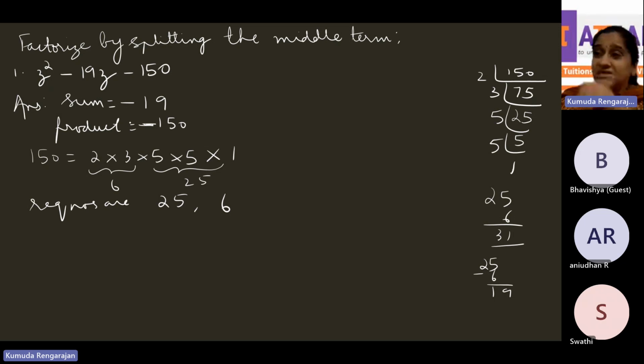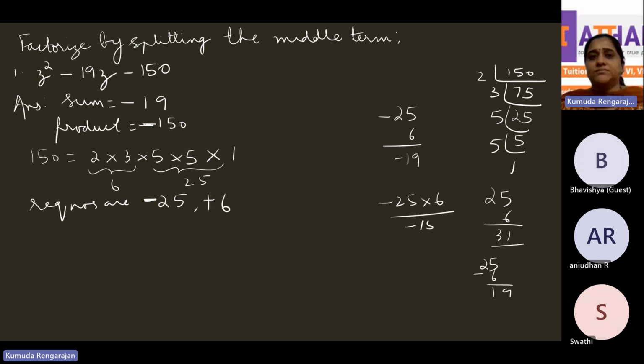Now look at it. The sum is negative. If the sum is negative, that means the greater number should be negative. And the product is also negative. So minus 25 and plus 6. You should fix the signs. Wherever you want, you can put plus or minus. Minus 25 plus 6 is minus 19, and when you multiply minus 25 and 6, you get minus 150.